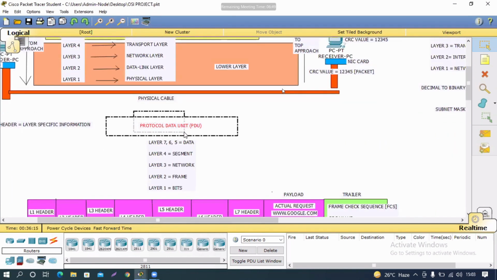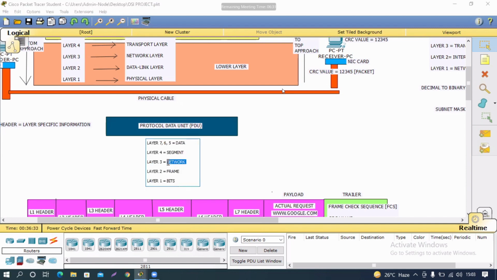Protocol data unit. These are the terms we use to represent data in different layers. At layers 7, 6, 5, we call the information data. At layer 4, we call it segment. At layer 3, we call information a packet, not network, it is called a data packet. In layer 2, we call it a frame. At layer 1, we call information bits.